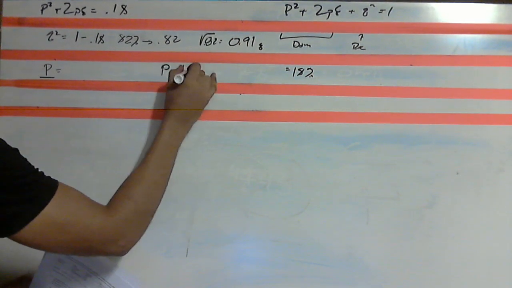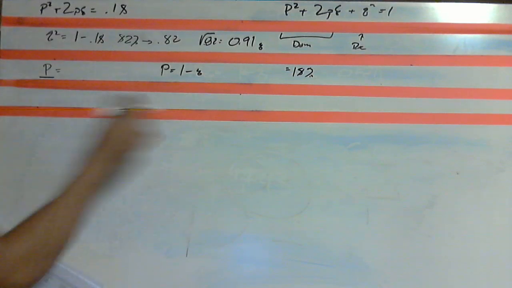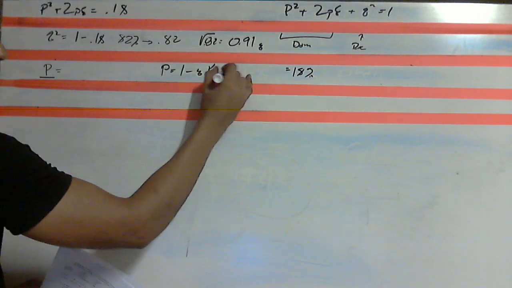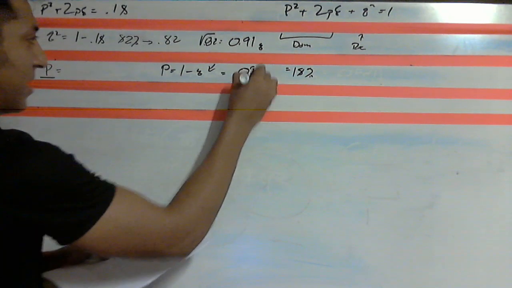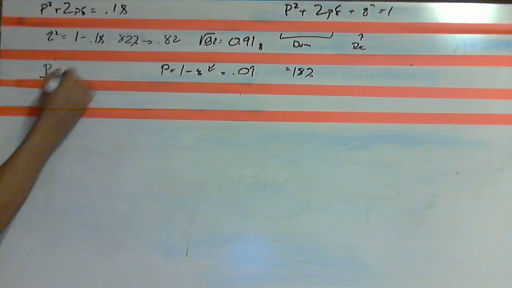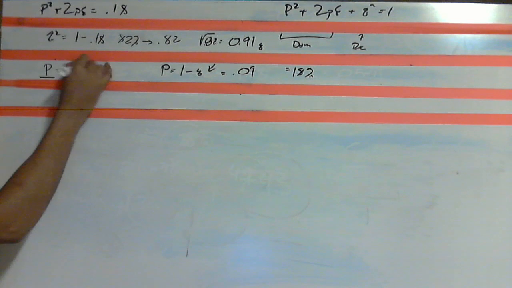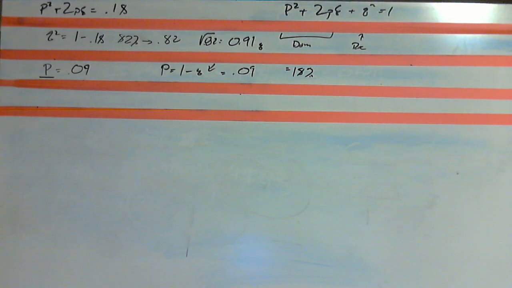P equals 1 minus q. So we're going to plug that in for q. And we're going to say p equals 0.09. So we're going to say 0.09 here is the allelic frequency for the dominant.